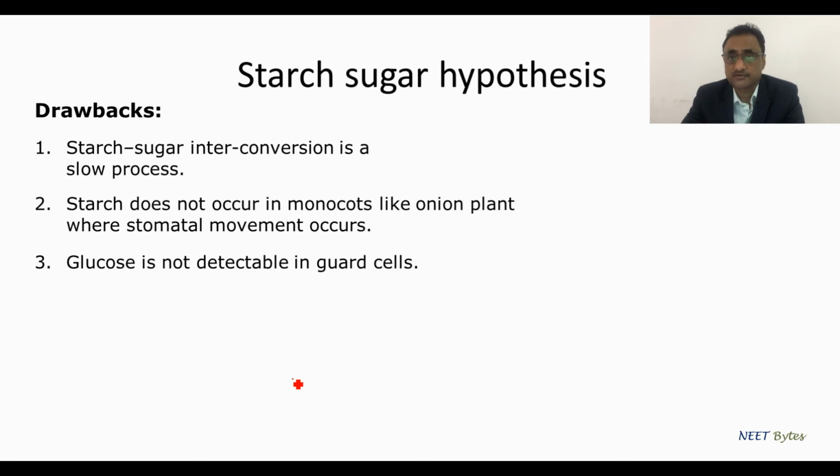Number two, in some plants like monocots, the starch is not there. So where is the question of starch and sugar interconversion? So again, the theory fails to explain the stomatal movement in case of monocots. One more thing, glucose is not at all detectable, or even if it is detectable, it is in a very small quantity in the guard cells. So again, this theory doesn't hold true.